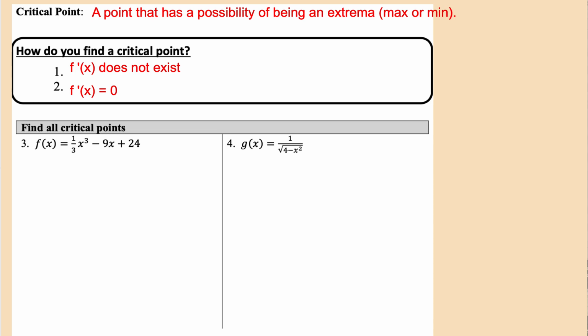All right, so again, one more time, a point that has the possibility of being an extrema is a critical point, and we look for places where the derivative does not exist or when the derivative is equal to 0.